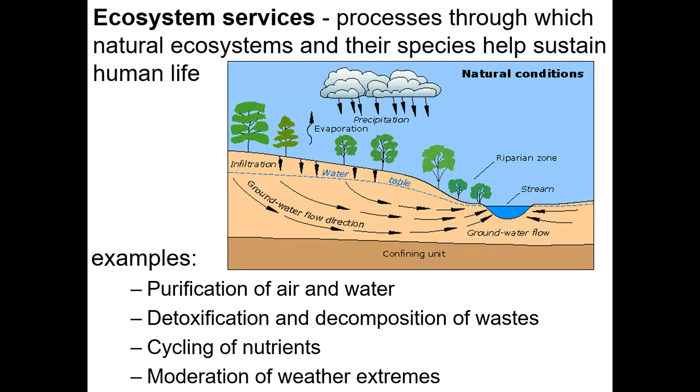Ecosystem services are processes through which natural ecosystems and their species help sustain life. An example would be purification of air and water. As water goes through the ground, it gets cleaned, and clean water is important for humans. Other examples are that nutrients are cycled through ecosystems and plants can grow when nutrients are cycled. And since we eat plants or we eat animals that eat plants, that's kind of important to us.